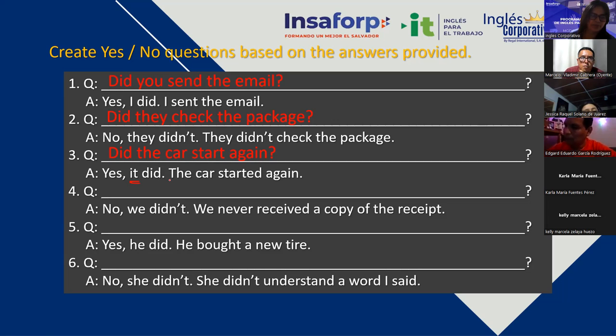We received a copy of the receipt. Did you receive a copy of the receipt? No, we didn't. We never received a copy of the receipt. What about number five? Did he buy a new tire? Yes, he did. He bought a new tire. Okay. Number six.